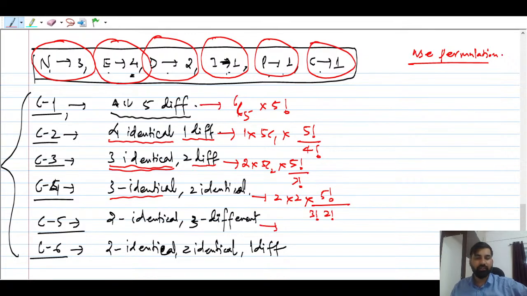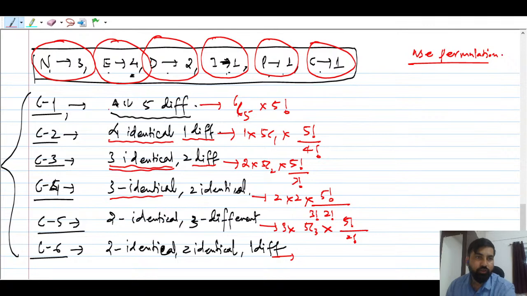And then I think this is clear, yes. 5 factorial by 4 factorial. Then 2 identical and 3 different. 2 identical and 3 different means 3 into, you can say, 5C3 into 5 factorial by 2 factorial, right? Yes, this is correct. And then last one is what? Last one, 2 identical and 1 different.